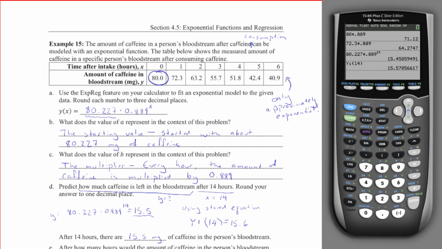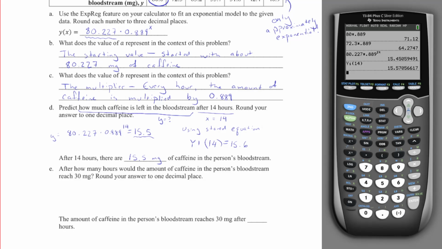Okay, this next question is more complicated to answer, right? In this question, we're not given the value of x and asked to find y. We're given the value of y and asked to find x. So for this question, we need to solve the equation we get if we plug in 30 for y. 30 equals 80.227 times 0.889 to the x.